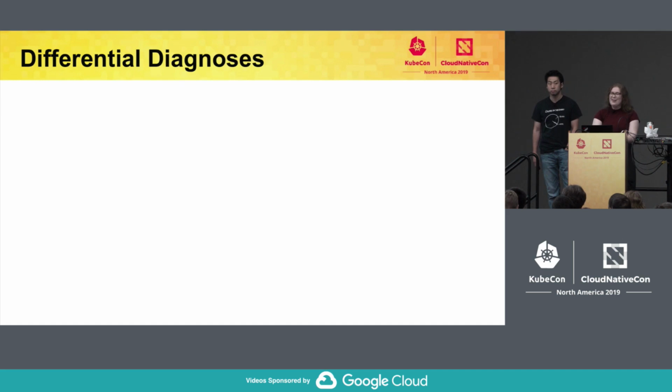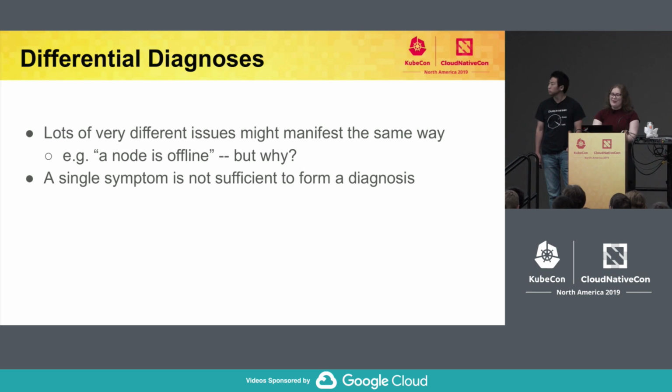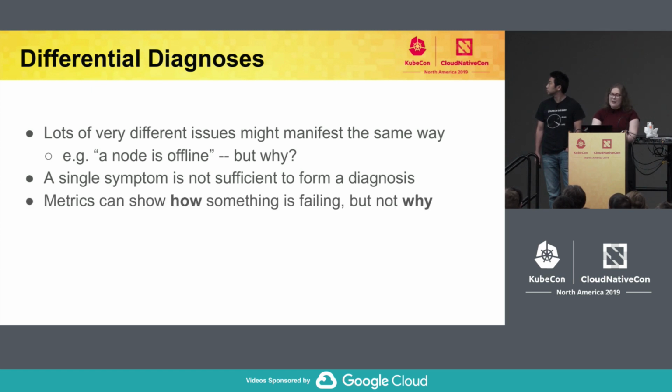Now, an individual metric is never going to tell you the whole story on your cluster. Lots of different issues may manifest the same way. For example, there are many reasons why a node might go offline, but in most cases, you will see that node's uptime metric drop to 0. A single symptom is not enough information to form a diagnosis. Maybe the node went offline because its workload got too high and it can't report back, or maybe there was a networking issue. Metrics can give us a good idea of how something is failing, but not necessarily why.